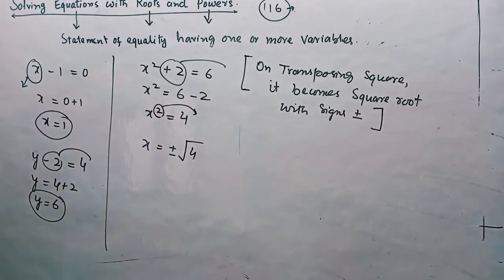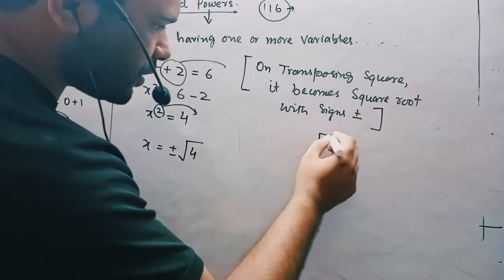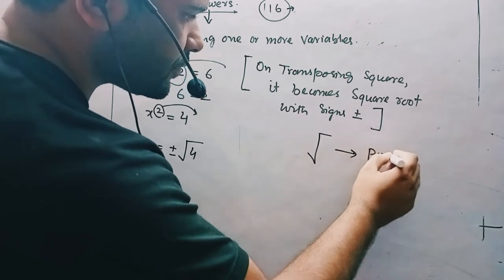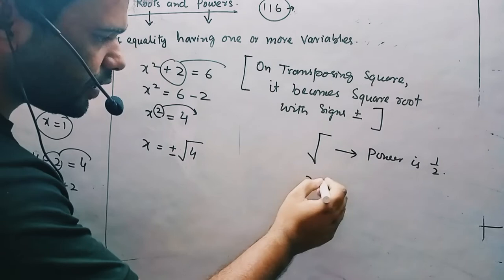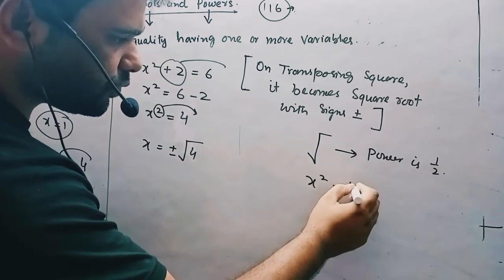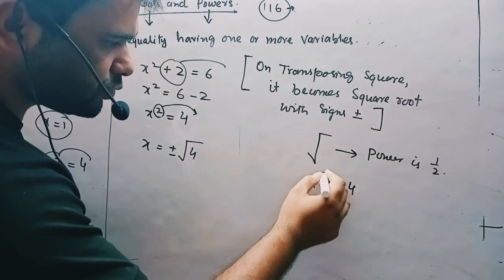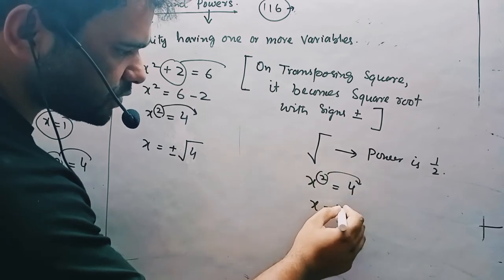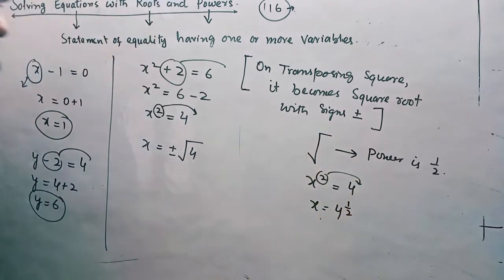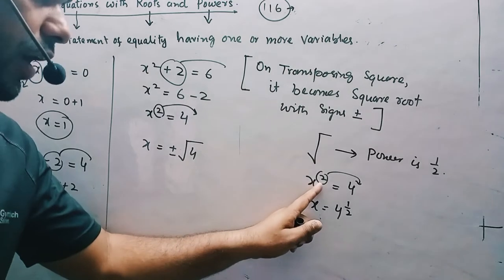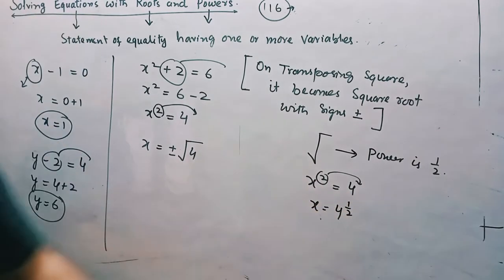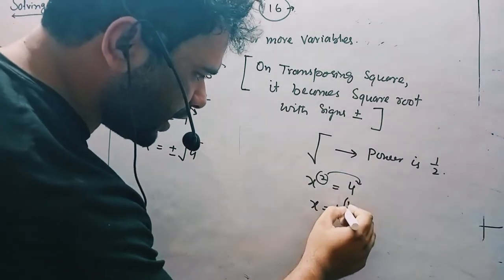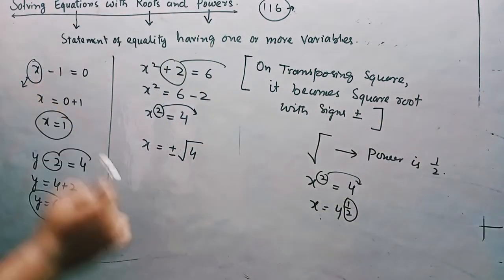it becomes square root. What actually is this square root? This square root means power 1 by 2. Actually what is happening, x square is equal to 4. x is equal to, when we transpose the 2, it becomes 4 to the power 1 by 2. No, here the power is 2, so when we are transposing it is becoming power 1 by 2.